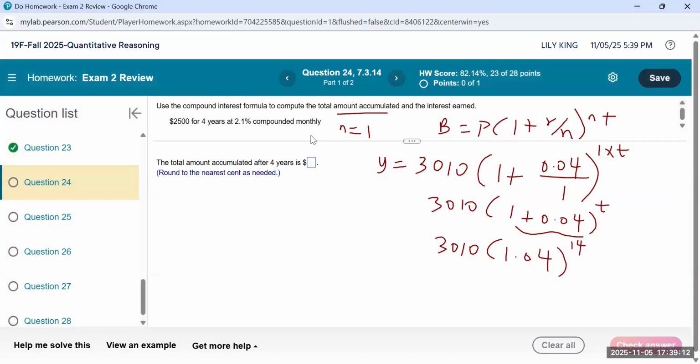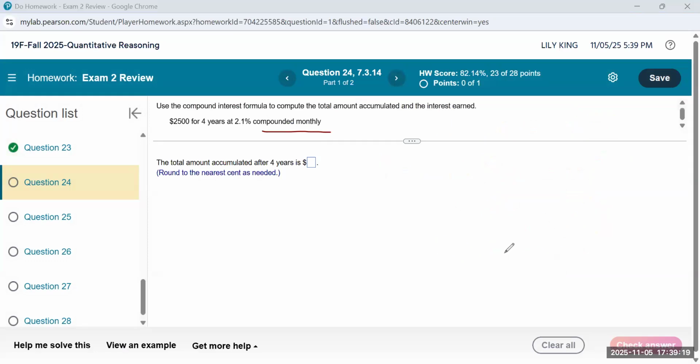So we have another compound interest question. First, you need to refer to your formula sheet and write down your compound interest formula. We need to find the total amount accumulated after 4 years. So B or A is the same thing. Amount or balance is the same thing. Okay, it's just variables. So if you see A equal to P times 1 plus r over n, to the nt, it is the same thing.